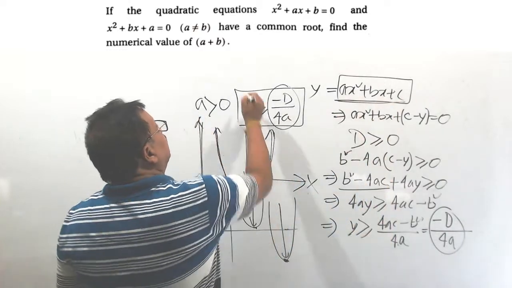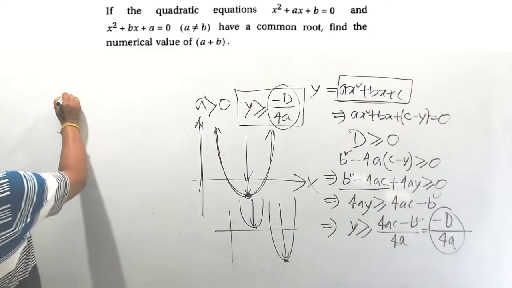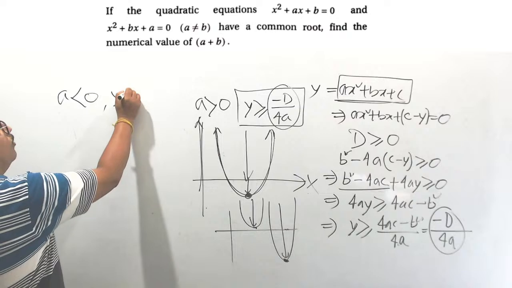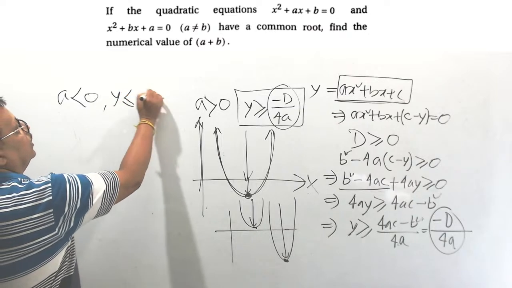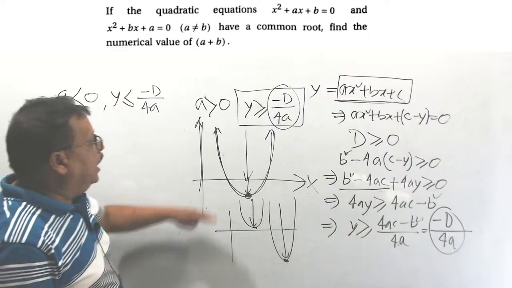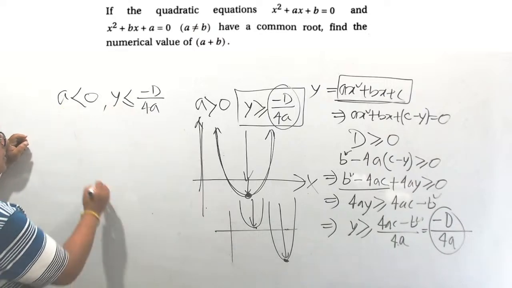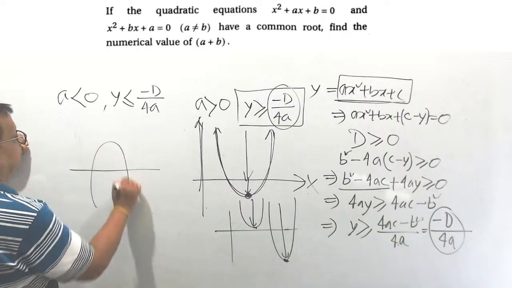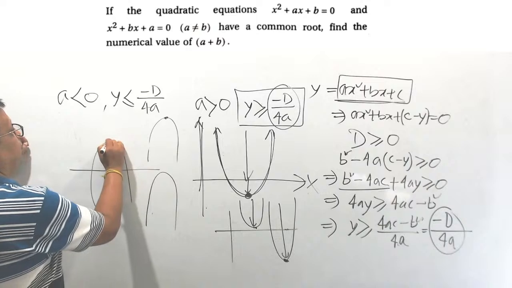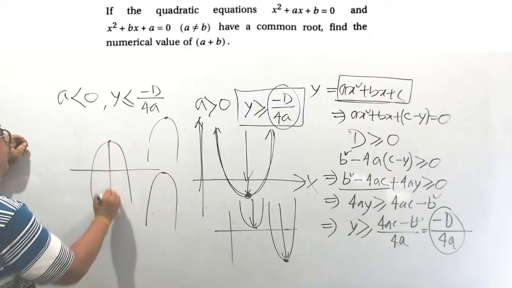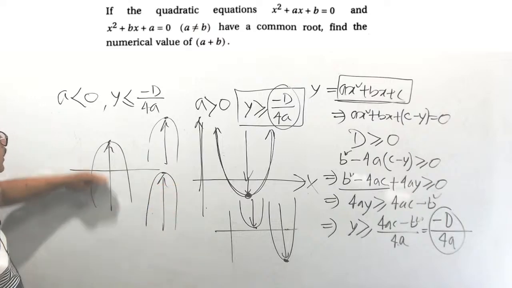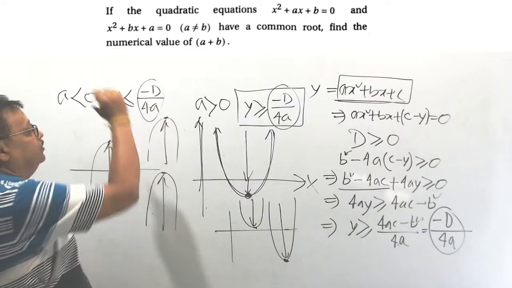Similarly, when a is negative, a is less than 0, then you will get y less than or equal to minus d by 4a. That means the upper value, when a is negative, the graph will be like this or like this. Then this point will be the maximum value of y. Maximum value of y, understood or not? Maximum value of y will be this.